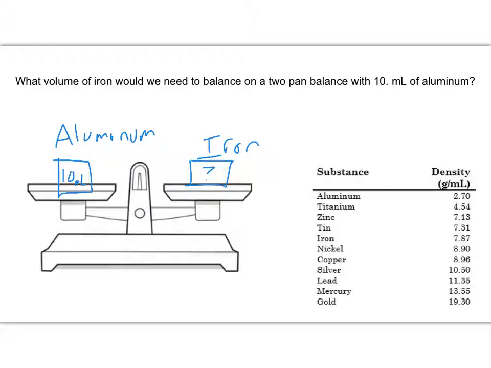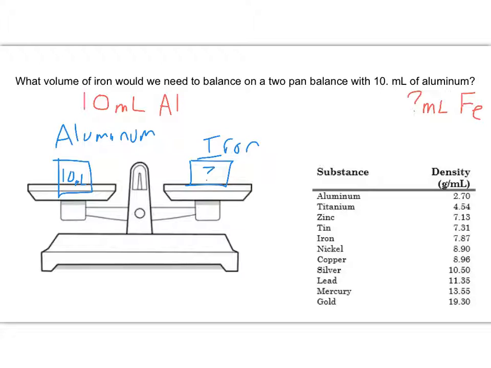So it's best to start out with a plan with either method. So we have 10 milliliters of aluminum. I'm going to abbreviate it here. Okay, and we want to end up with some number of milliliters of iron.